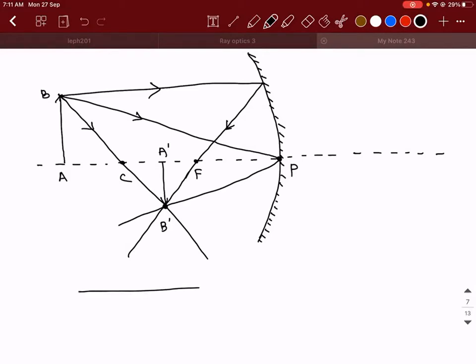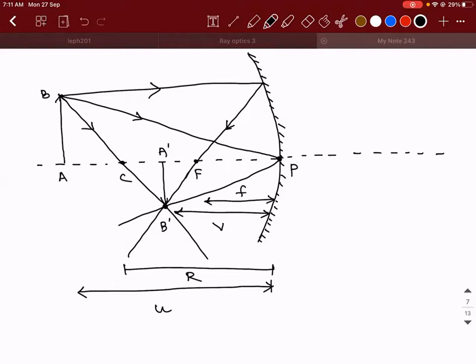What is the distance from the pole to the point A called? It is called the object distance. The distance from the pole to the center of curvature is called the radius of curvature. The distance from the pole to the point A dash is called the image distance. The distance from the pole to the focus is called the focal length. All these distances with respect to this mirror, U, V, R, and F, are negative. Correct? They are negative.